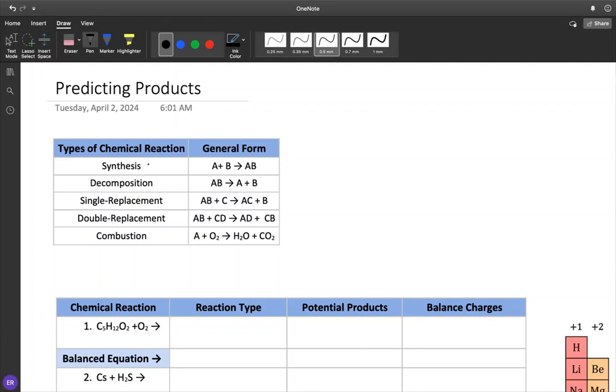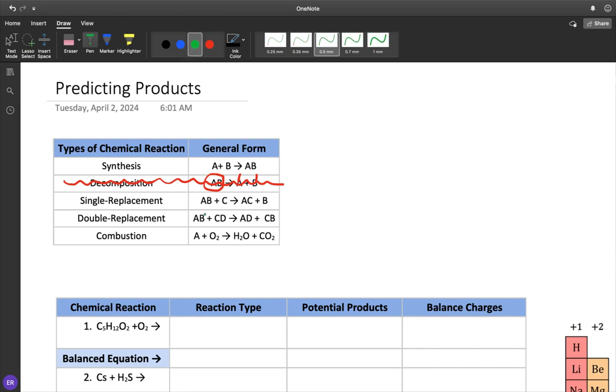All right, everyone, this is the explanation video for predicting products. So now here is the reminder of our types of chemical reactions. We have synthesis, decomposition, single replacement, double replacement, and combustion. One thing with predicting products is that I'm not going to ask you about decomposition because there's no real way to predict how a compound is going to split up into its two different parts. However, synthesis, single replacement, double replacement, and combustion have their clues that we can use.